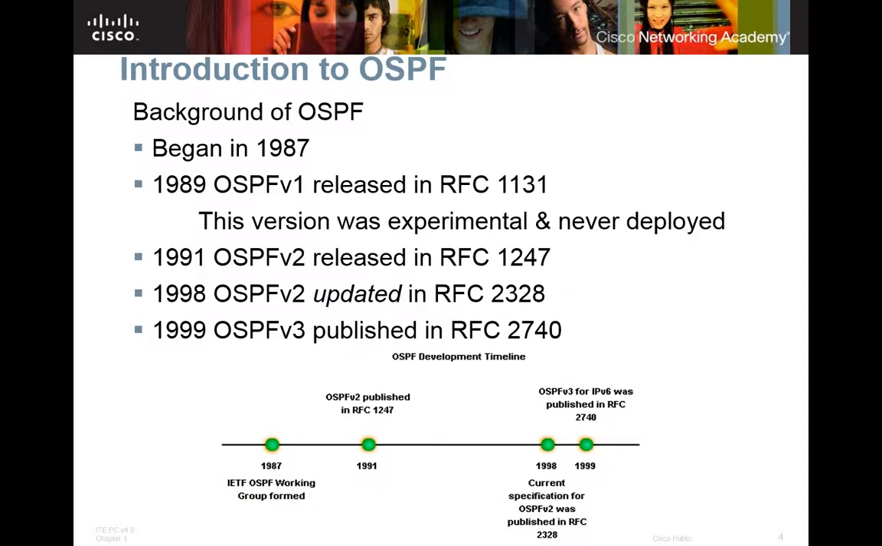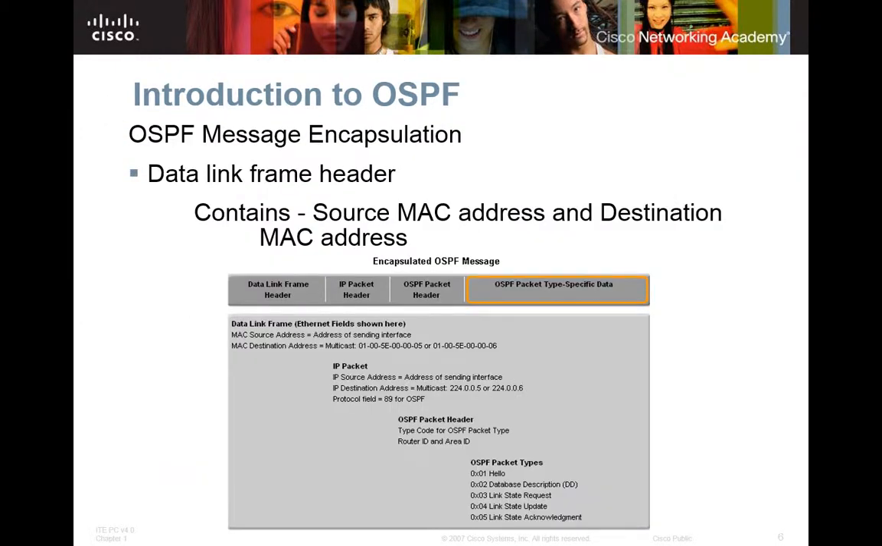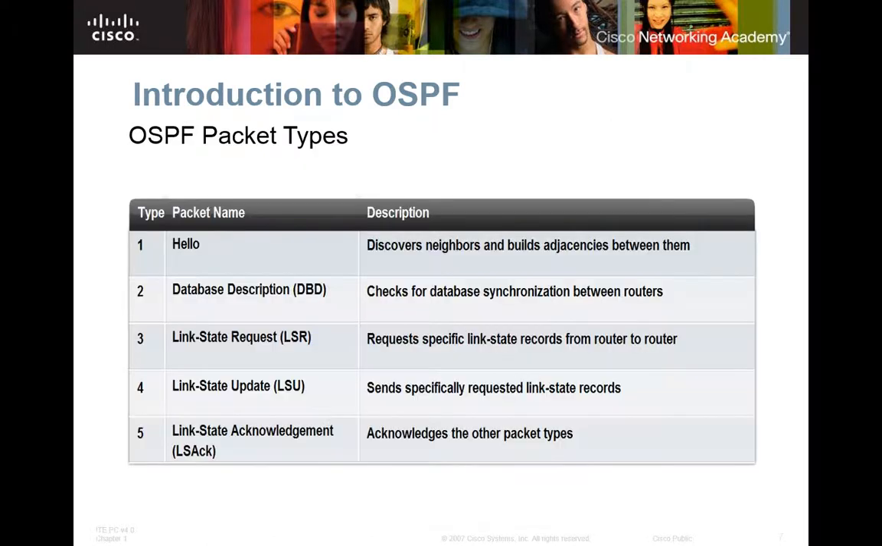All right, background of OSPF. It began in 1987, and we're now currently on RFC 2740, which was developed in '99. All it does is it contains a header, it has a router ID and the area ID, because in OSPF we call it an area. You can have a data link frame header that contains the source MAC address, just like we've talked about many times already. But here's what types of packets you're going to have. You're going to have a hello packet, database description, link state request, link state update, and a link state acknowledgement.